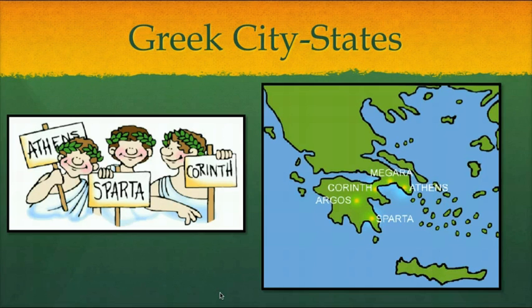So, some of the Greek city-states here, we've got Sparta, Argos, Corinth, Megara, and Athens, but in this story, in this unit, we're going to focus on Athens and Sparta. Those really are the two best-known city-states.